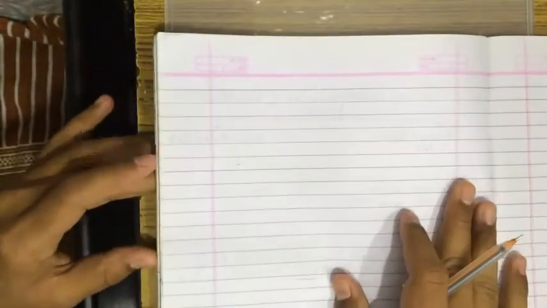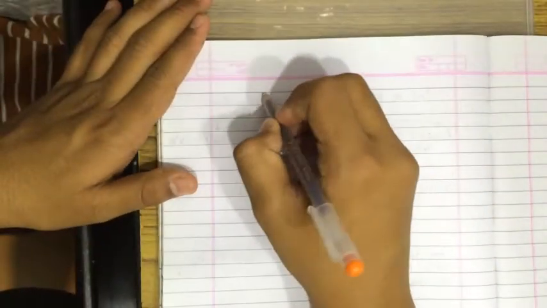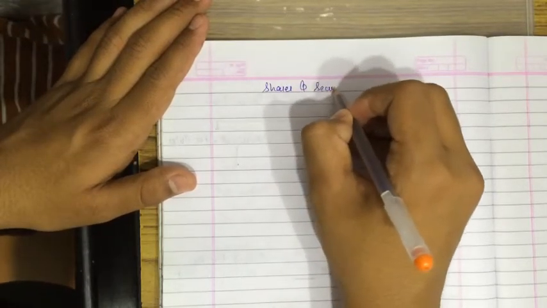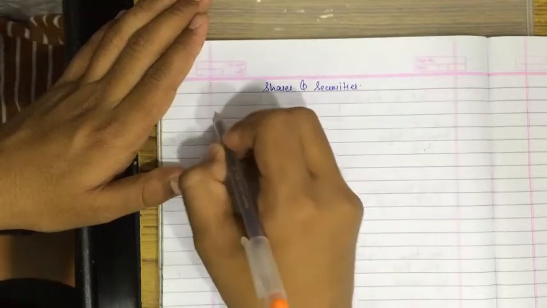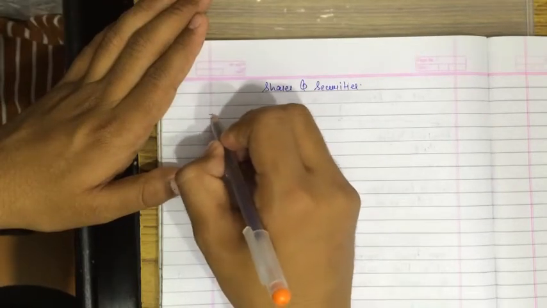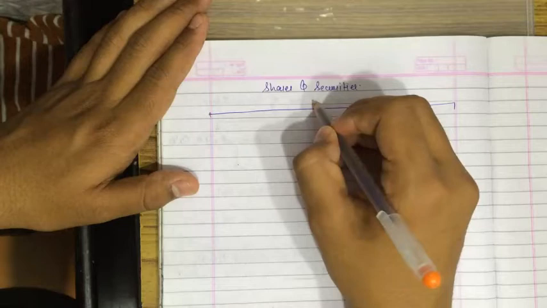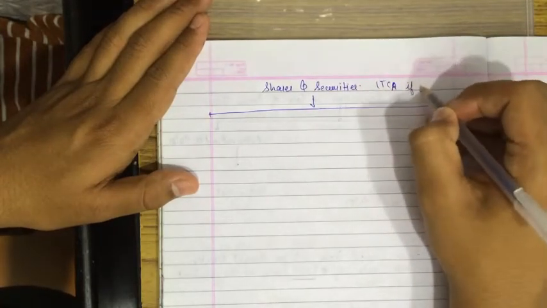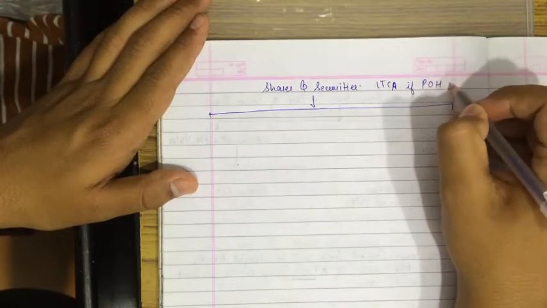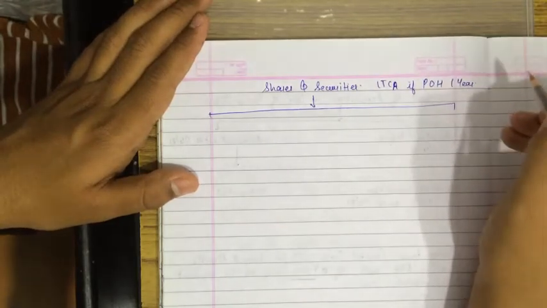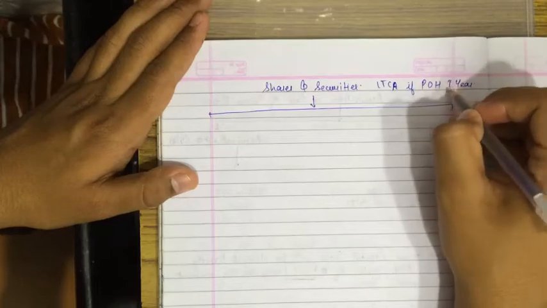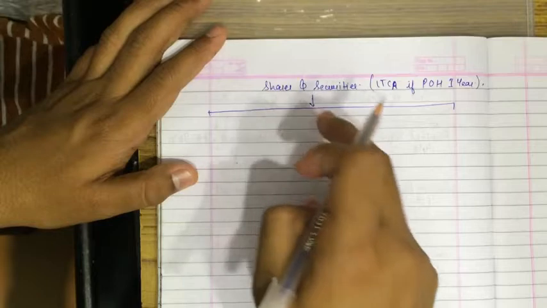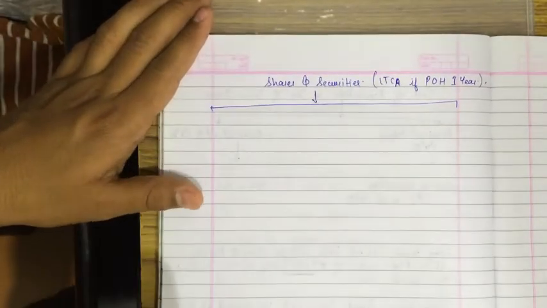Now we'll discuss the rates for shares and securities. I have told you that for shares and securities, a long-term capital asset is one where the period of holding is 1 year or more than 1 year. So I'll teach you now how the rates work for shares and securities.